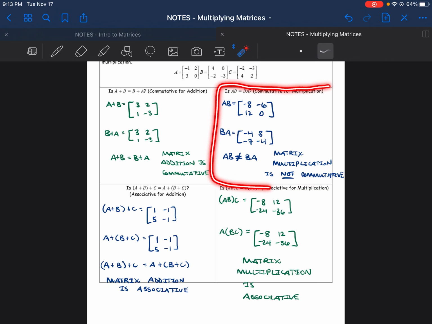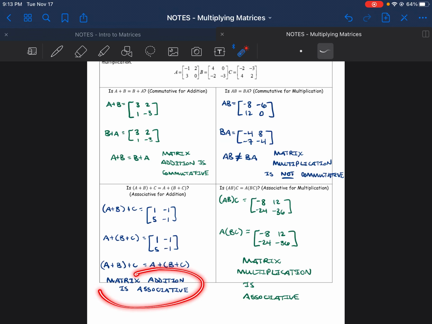This is the big one that we need to remember. We cannot multiply matrices in any order. The order is very specific and very important for matrix multiplication. However, commutativity does apply for matrix addition. Associativity applies for both matrix addition and matrix multiplication.